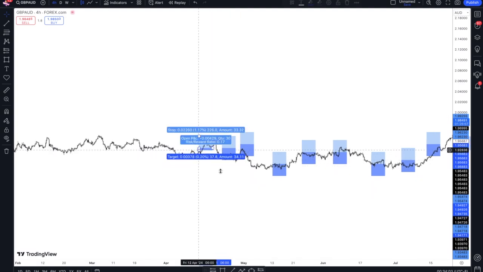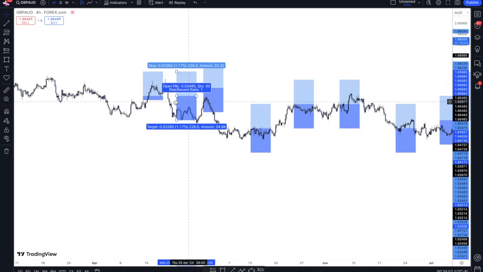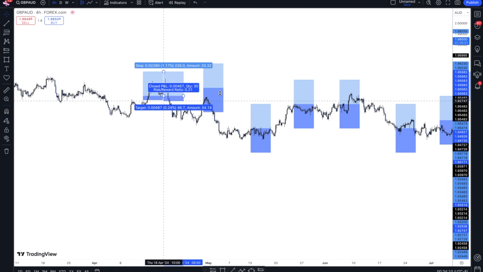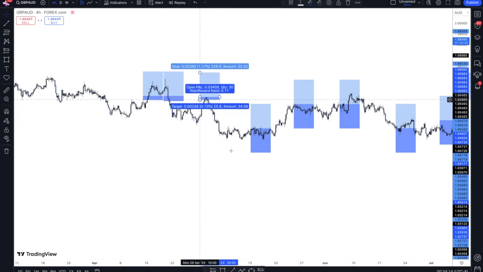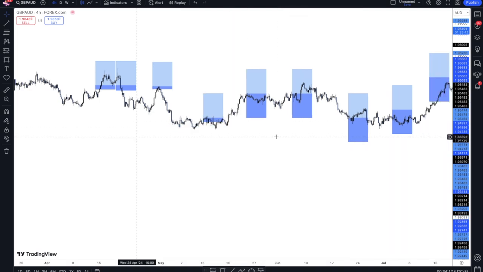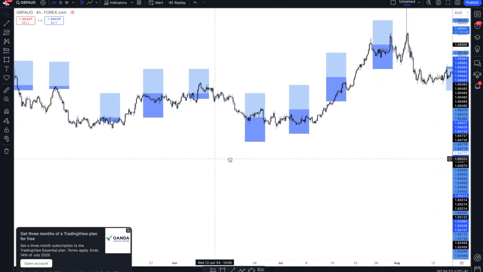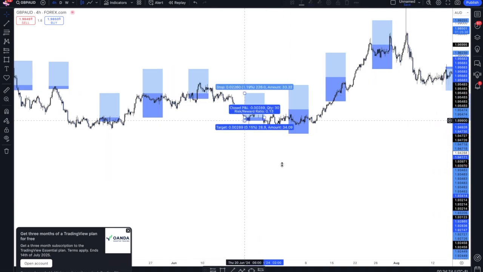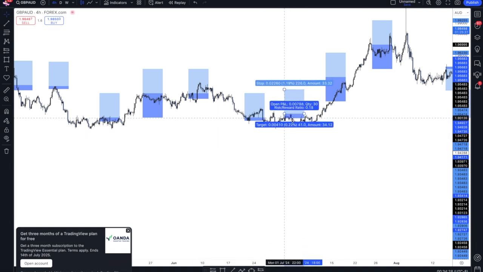So 10 to 1. That one would have hit. That one would have hit. Again, it's not gonna be perfect. You gotta move it around a little bit just to hit it. That would have hit. That would have hit. Entering right here, that would have hit. Entering right here, that would have hit. If you would have entered right here, that would have hit.